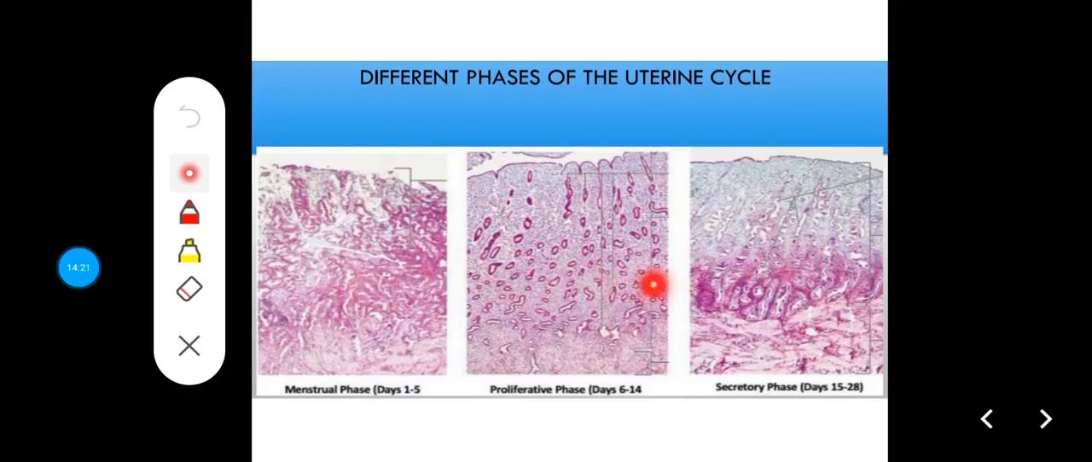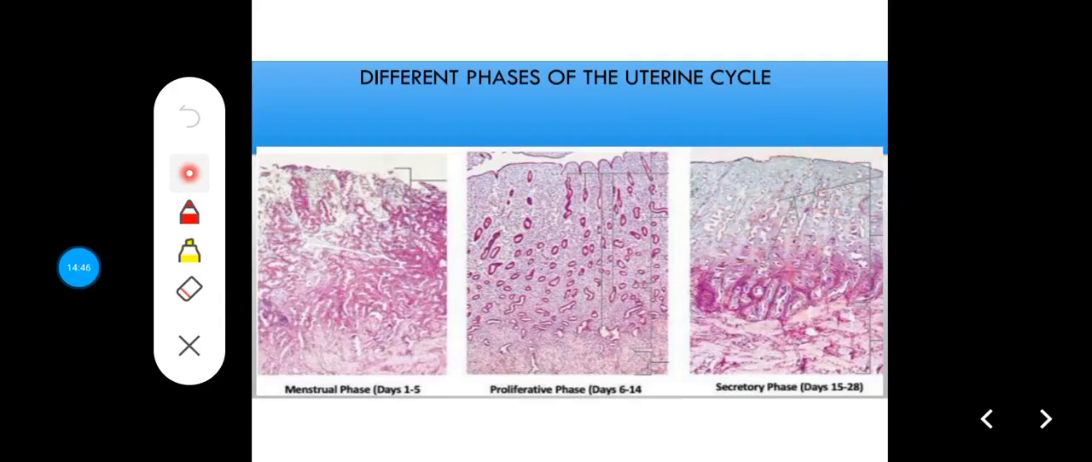So this is the menstrual phase. This is the proliferative phase. So the endometrium is thinner here. And then the secretory phase where you have the glands being long and tortuous and dilated. And then the glands kind of run in one direction, the long axis. So that's it for the uterus.